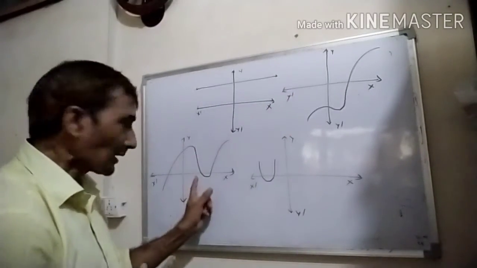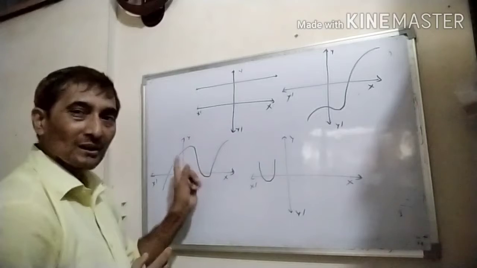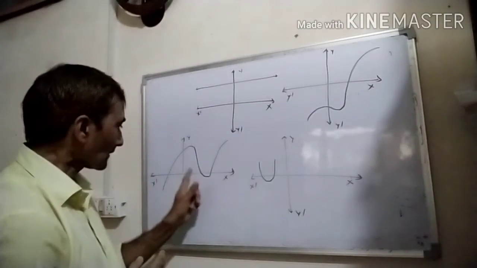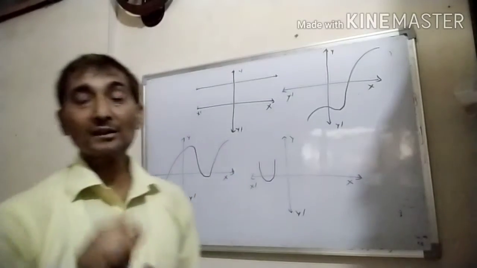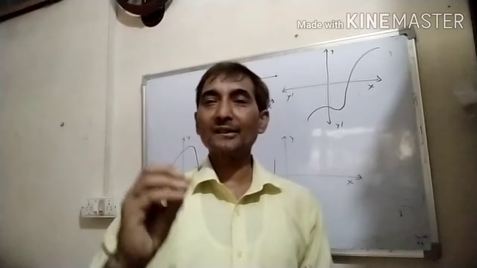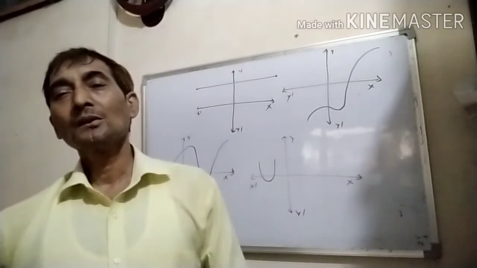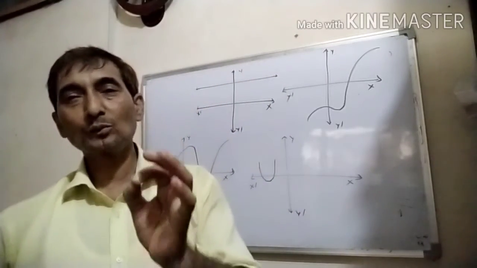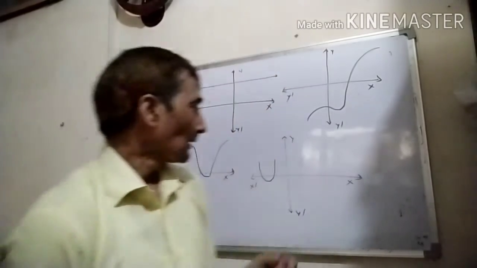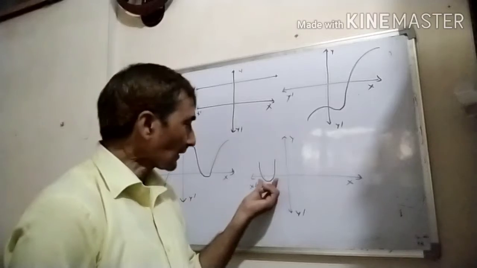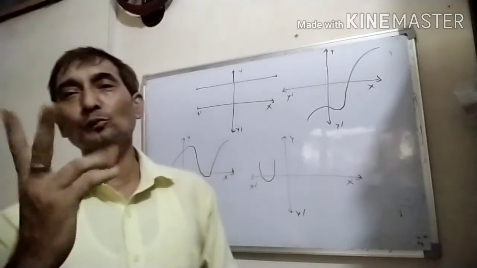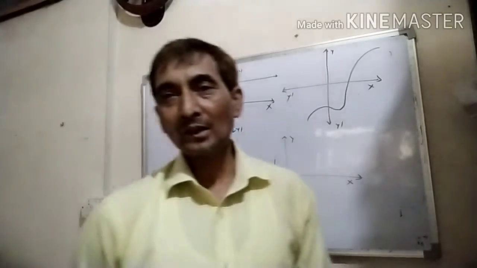In the third graphical representation, you see it cuts the x-axis at first, second, and third. There are 3 points where the polynomial cuts the x-axis. Therefore, there are 3 zeros of this polynomial. Fourth, the polynomial cuts at 2 points on the x-axis. Therefore, there are 2 zeros of the polynomial.